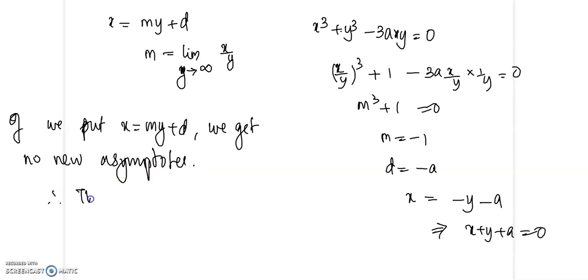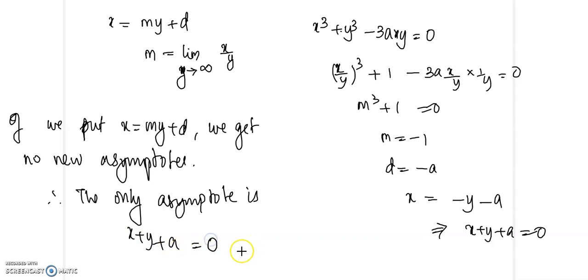So therefore the only asymptote is x plus y plus a equal to 0. So that is how we find the asymptotes for a given curve. We will look at more problems in the next class.